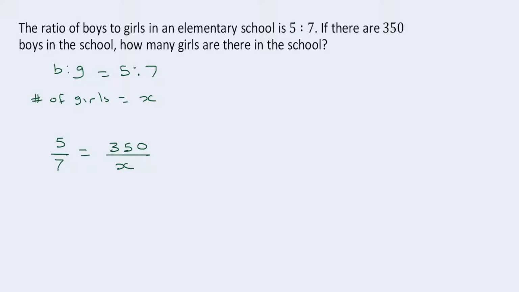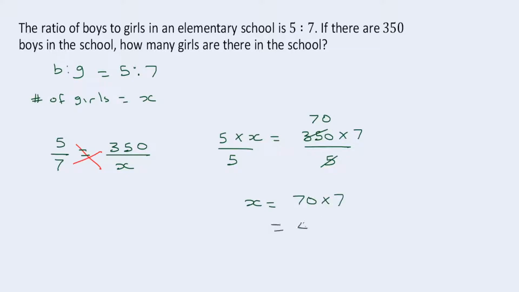Now I'm going to use the cross product method here. So we have a cross product. What that means to us is 5 multiplied by x is equal to 350 multiplied by 7. We divide both sides by 5, and we have 350 divided by 5, we have 70. So x is equal to 70 multiplied by 7, which is 490. So what this means to us is that we have 490 girls in the school.